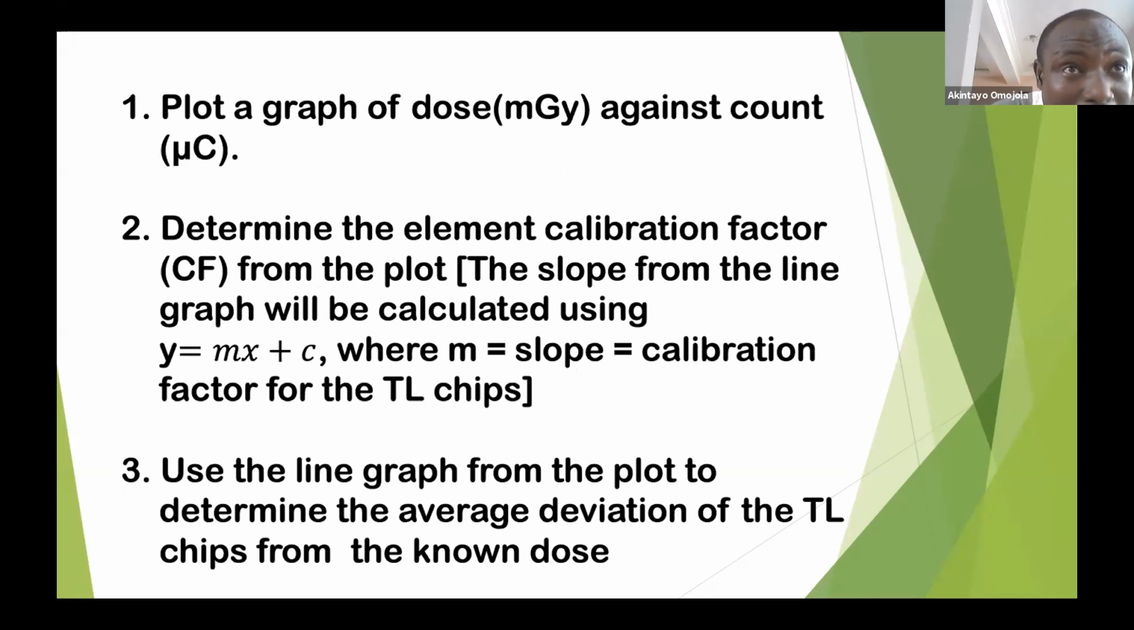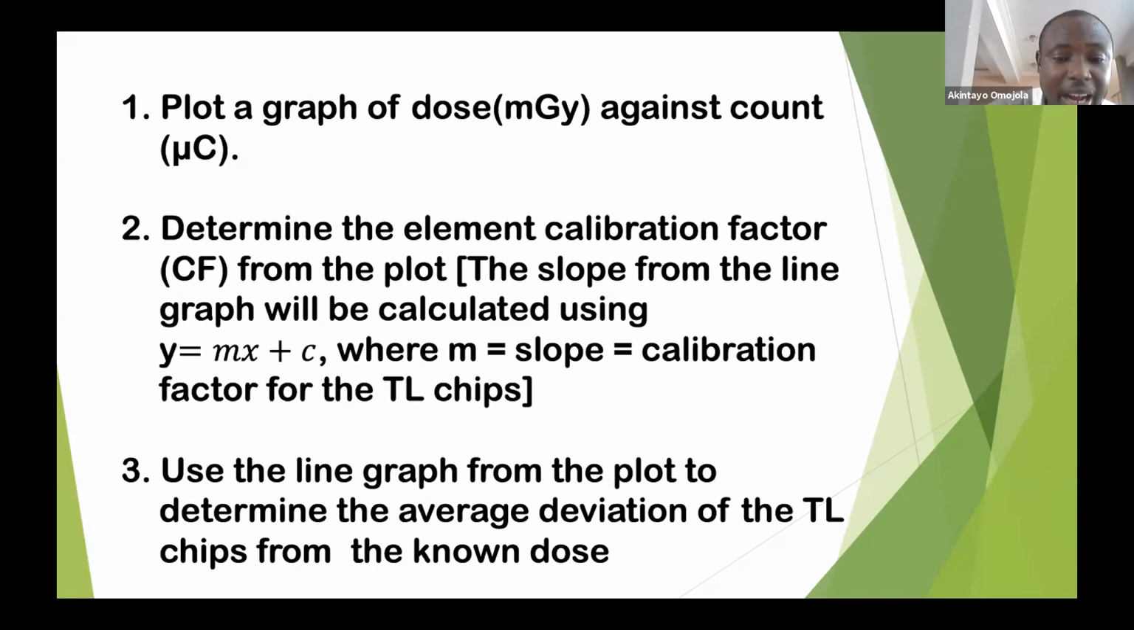School physics, part 1, part 2, all through. Where our m is equal to our slope, and practically, it is our calibration factor for the TLD chips between 5 to 10 milligray for those set of chips.